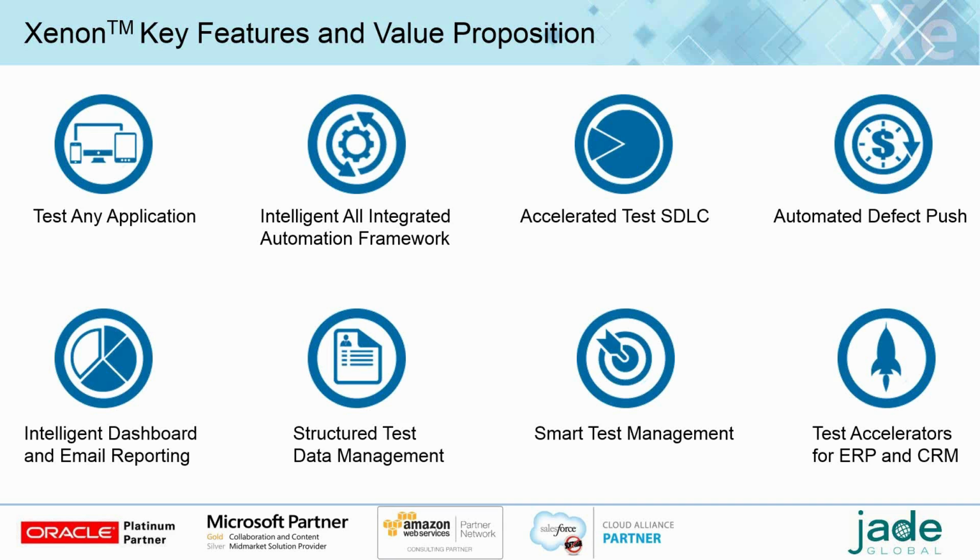By that, what I mean is right from managing your test cases in your test repository all the way till raising a defect, the entire test SDLC can be completely accelerated. It's completely automated. It requires no manual intervention whatsoever. Defects can be automatically pushed. So irrespective of whichever defect tracking tool you use, you might be using Jira or Bugzilla or any other defect tracking tool, the framework can automatically raise defects for you.